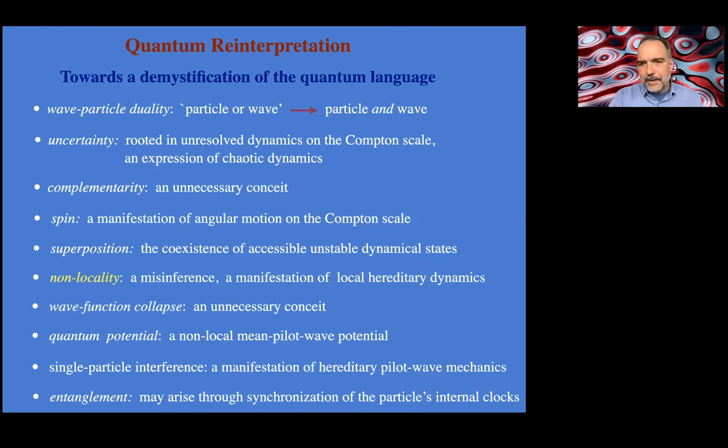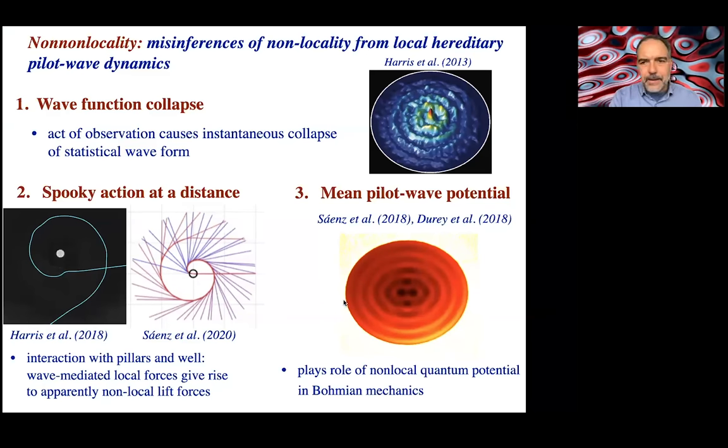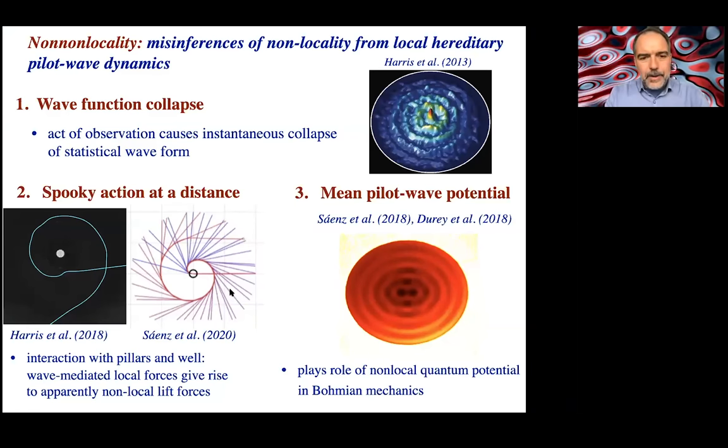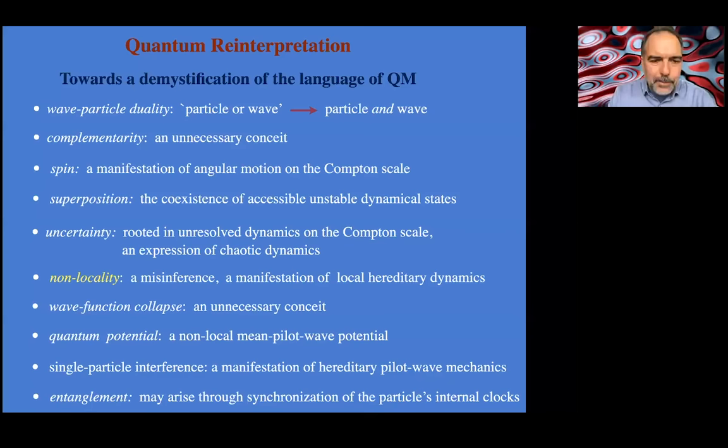Non-locality, again, we'd say is simply a misinference, and it can be a manifestation of local hereditary dynamics, and you can see this here again. One of the problems is wave function collapse. If this wave function is a complete description of a physical system, then the act of observing a particle at a given point requires a non-local collapse of the wave function. We can see our way around that very easily. We also saw cases in which there's an apparent action at a distance, and this mean pilot wave potential plays the role of the quantum potential in Bohmian mechanics. And we can see the way around single particle interference, again, because the particle is dressed by a spatially extended wave. And we can even imagine how entanglement might work, but perhaps I'll leave that discussion to a later date.